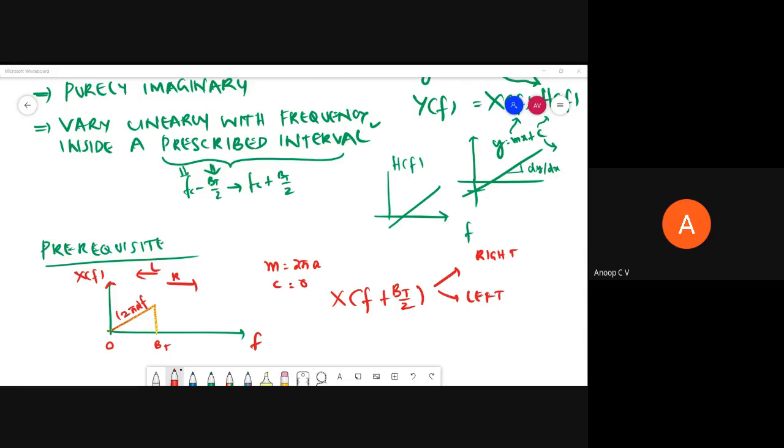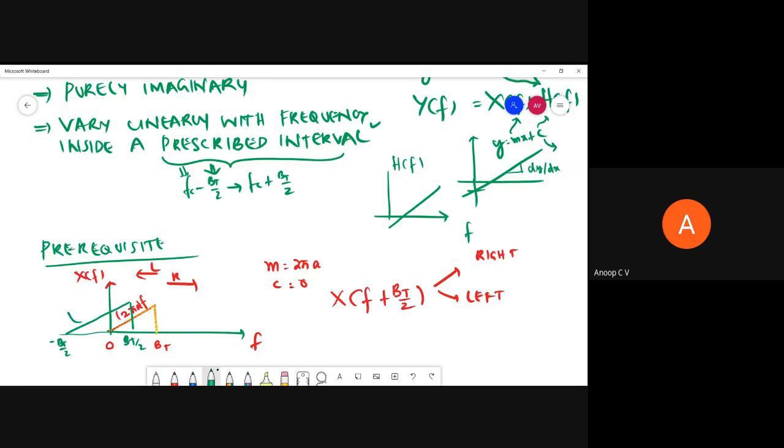Okay, fine. So the answer is left, right? It's correct. It will be shifted left. So I'll draw it here. When it is shifted left, it will be shifted left by an amount, spanning from bt by 2 to minus bt by 2, right? So this will be the new signal.